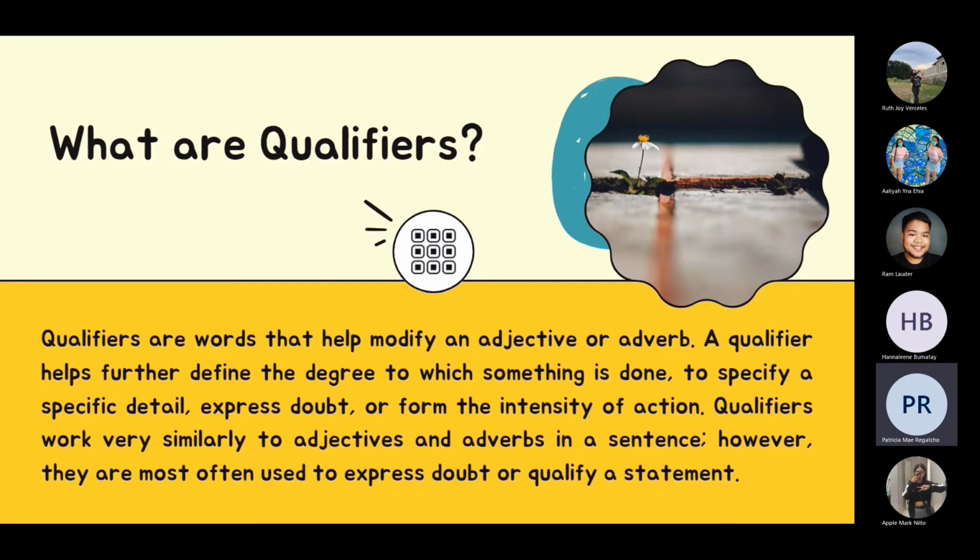So, what are qualifiers? Qualifiers are words that help modify an adjective or adverb. A qualifier helps further define the degree to which something is done, to specify a specific detail, express doubt, or form the intensity of action. Qualifiers work very similarly to adjectives and adverbs in a sentence. However, they are most often used to express doubt or qualify a statement. Next slide.